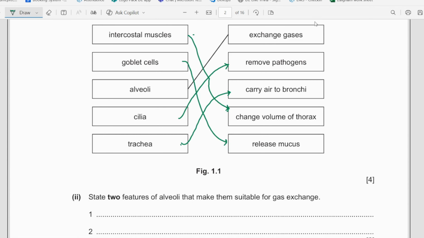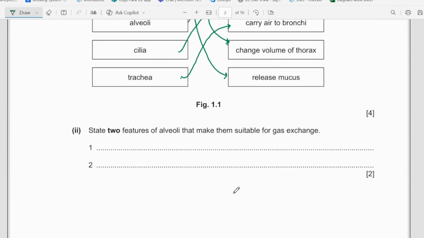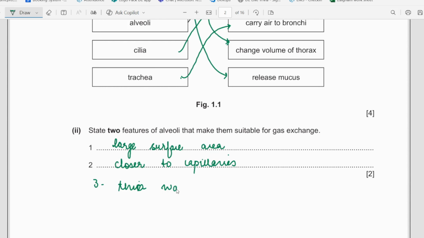State two features of alveoli that make them suitable for gaseous exchange. Large surface area, closer to capillaries. Large surface area. What other features can you write? Good. Capillaries, thin epithelium. Okay. Thin walls.